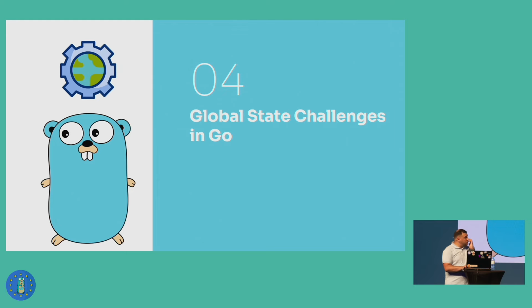Okay, global state in Go. Global state in Go can simplify data access and configuration across your application. However, when components share and modify global state, things get messy. So there is a risk of tight coupling, concurrency issues, as we have seen, hidden dependencies, and poor resource management when your application gets bigger.